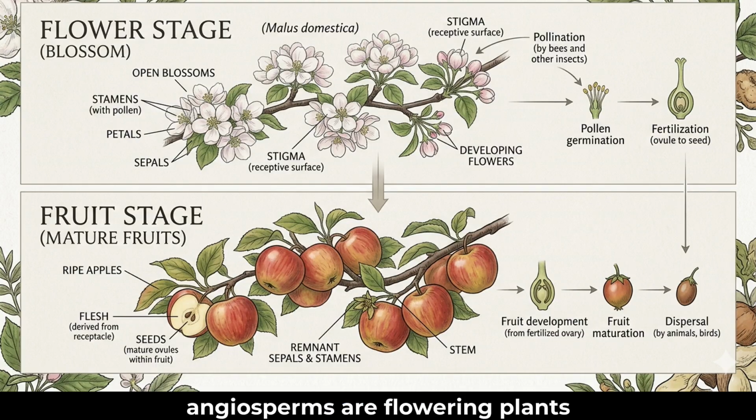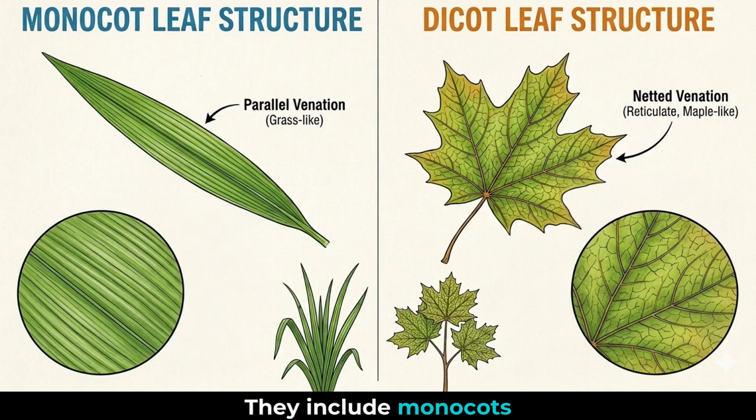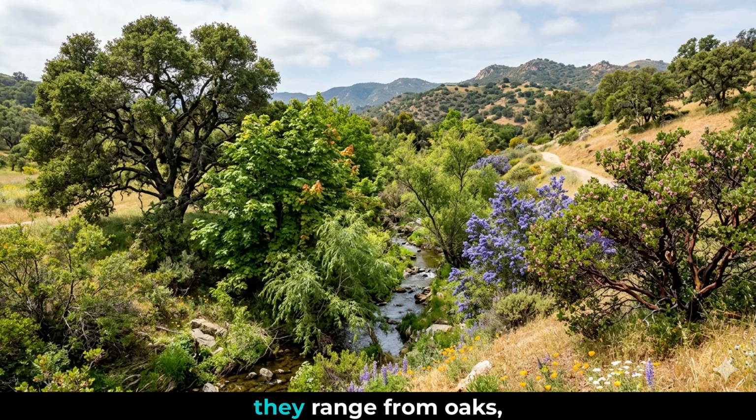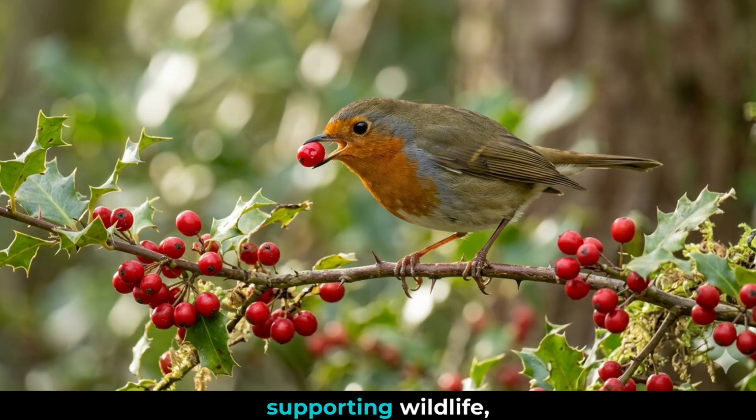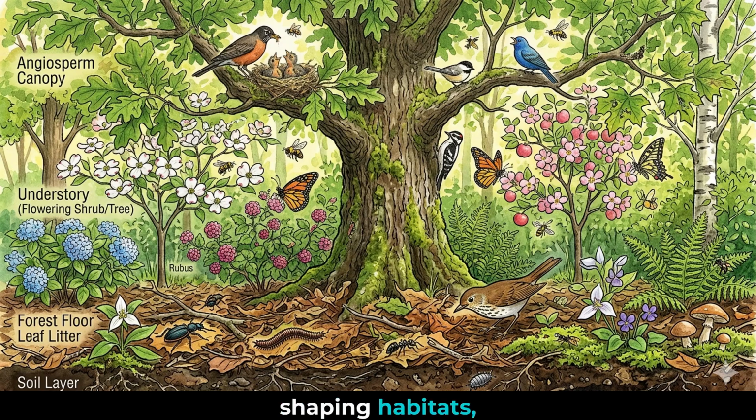In summary, angiosperms are flowering plants with seeds enclosed in fruits, allowing for efficient protection and dispersal. They include monocots and dicots, cover a huge range of forms from grasses to towering trees, and dominate ecosystems worldwide. In California, they range from oaks, maples, and willows to manzanitas and ceanothus, supporting wildlife, shaping habitats, and contributing to soil and nutrient cycles.